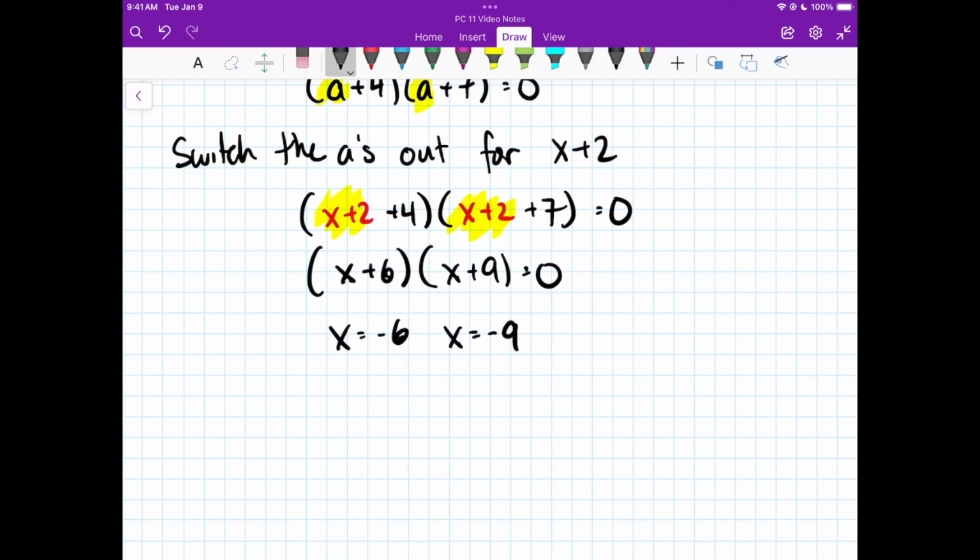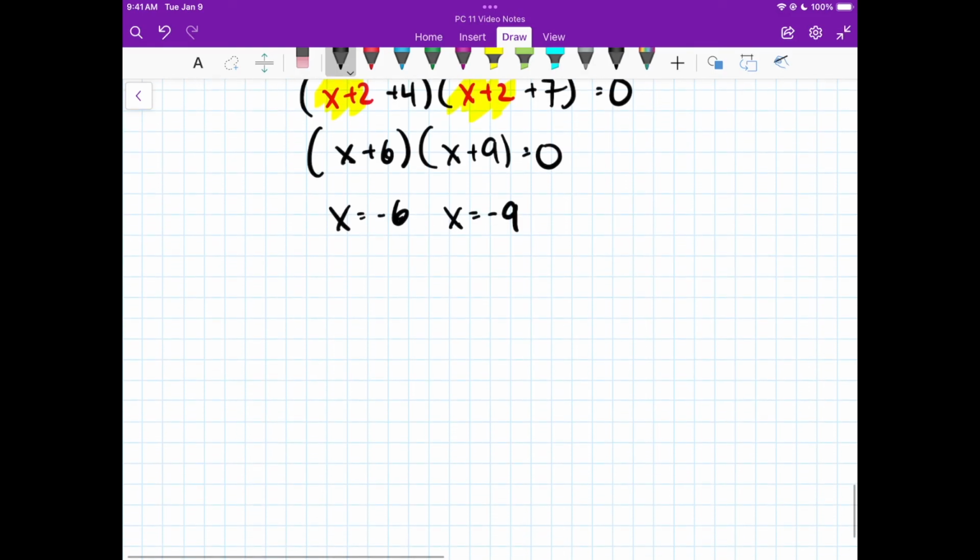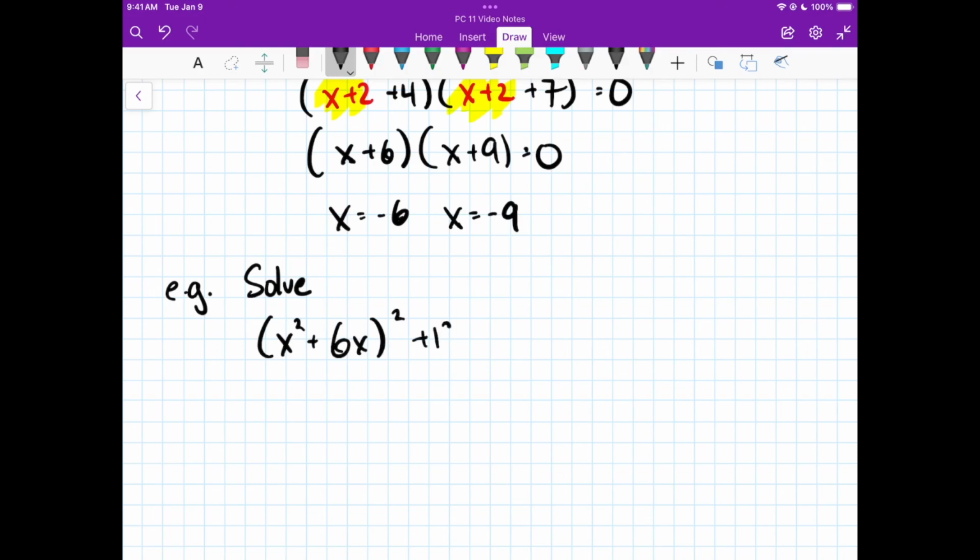So I'm going to give you one more of these to try on your own. It's going to be a little bit more complicated. It's going to have some extra steps to it, but the process is going to be pretty similar. So I would like you to solve (x squared plus 6x) squared plus 13 times (x squared plus 6x) plus 40 equals 0.